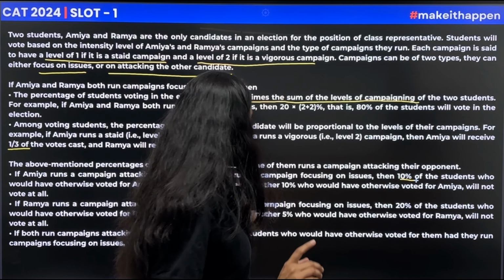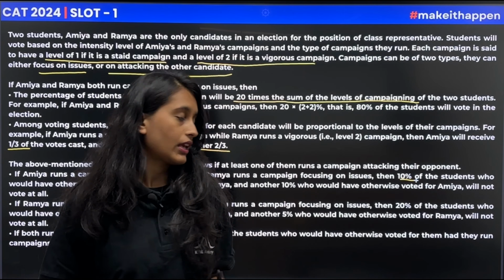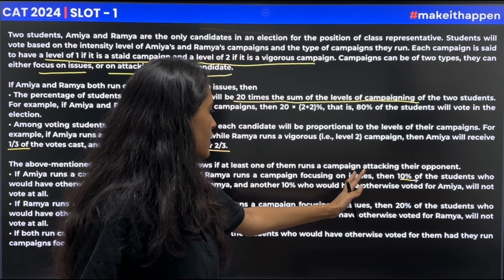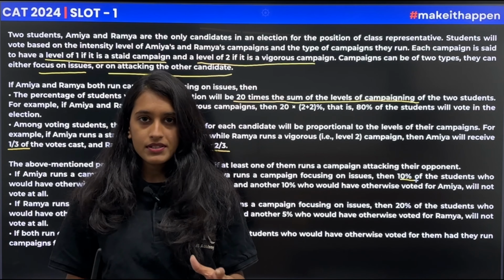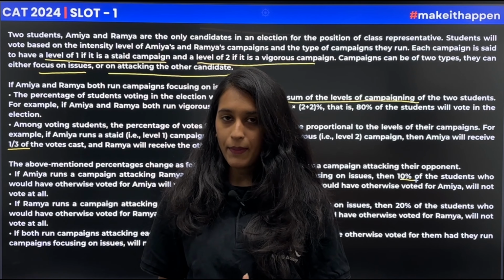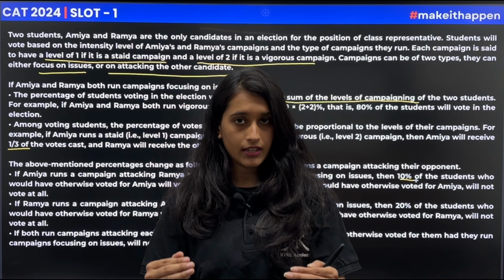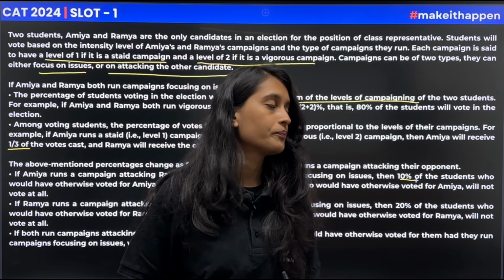तो अगर Amya attacking campaign run करती है and Ramya runs a campaign फोकसिंग ऑन इशू, तो क्या होता है, 10% स्टूडेंट्स जो कि आमिया को वोट दे रहे थे पहले वो अब रामिया को वोट देंगे और 10% स्टूडेंट्स जो कि आमिया को वोट दे रहे थे पहले वो अब उसको वोट नहीं देंगे.